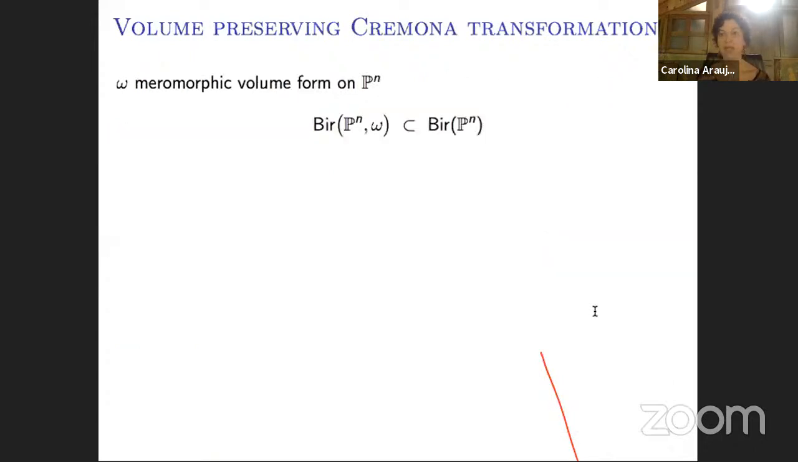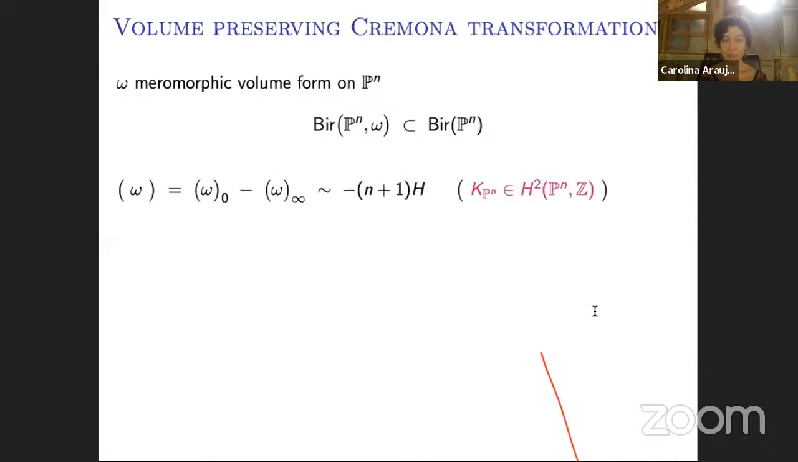Now I would like to connect this with the previous problems that I discussed, the one of automorphisms of K3 surfaces. In general, if I fix any meromorphic volume form on Pn, I can look at the group of Cremona transformations that preserve this volume form.